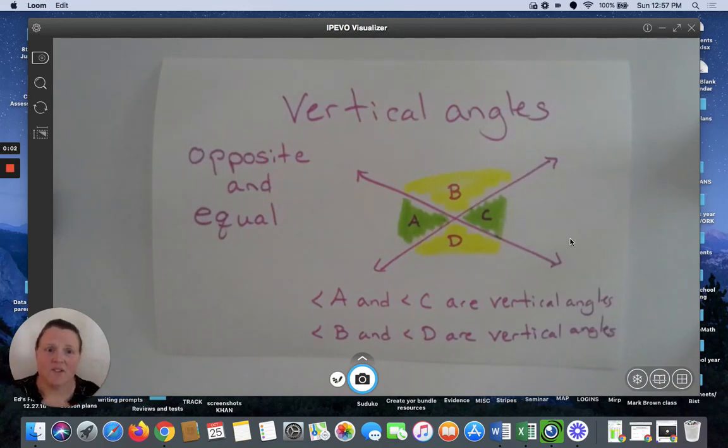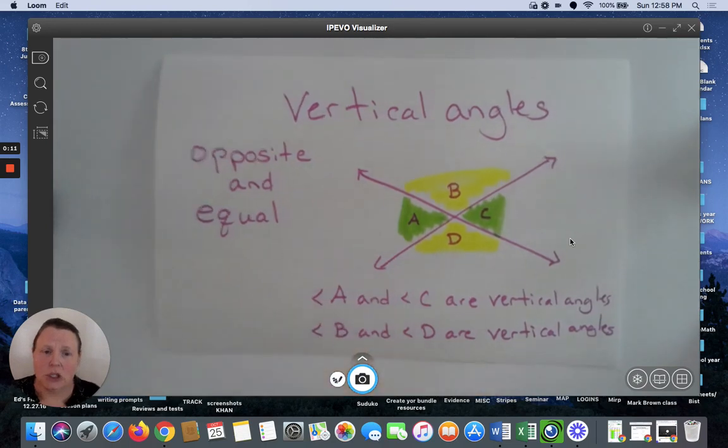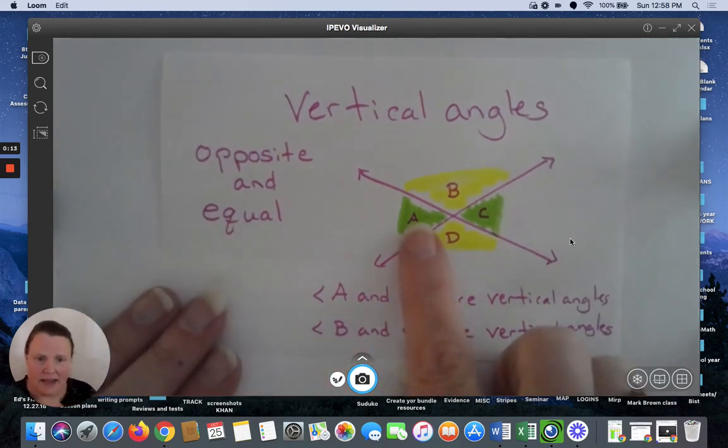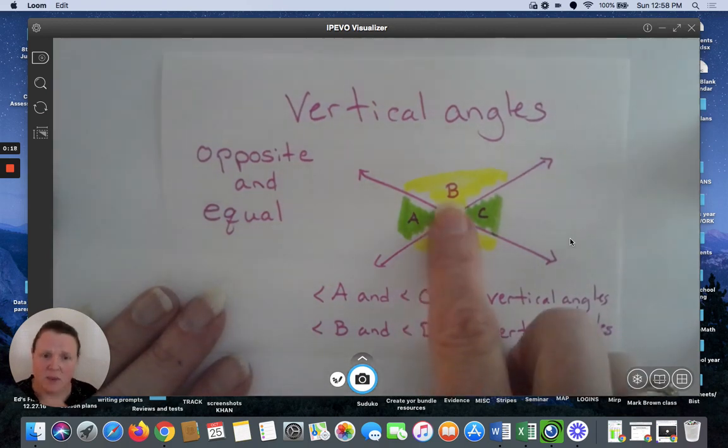Today we're going to talk about vertical angles. And so I've written my index card or my notes. So a vertical angle is an angle that is opposite and equal. So when two lines intersect, you can see that I have highlighted A and C. Those are opposite and equal. And the same thing happens with B and D.